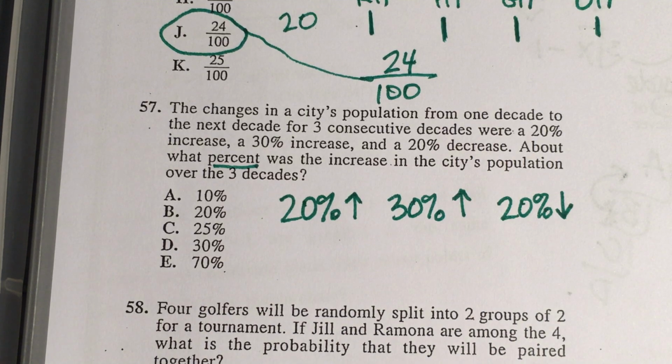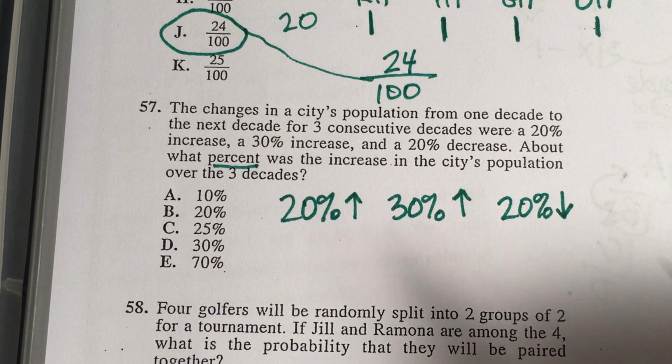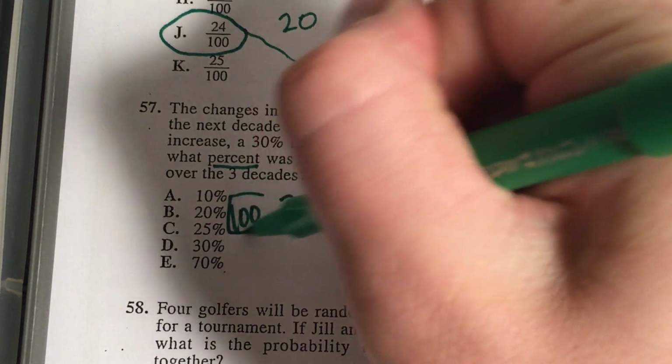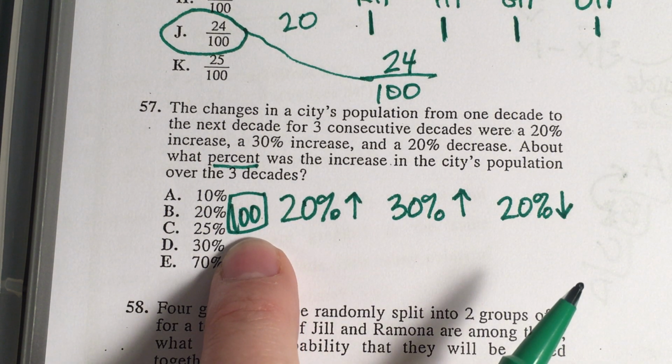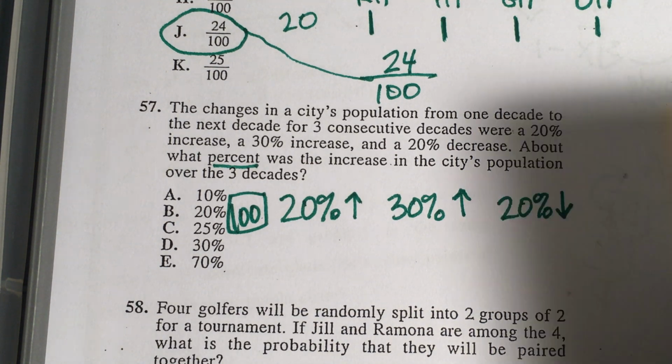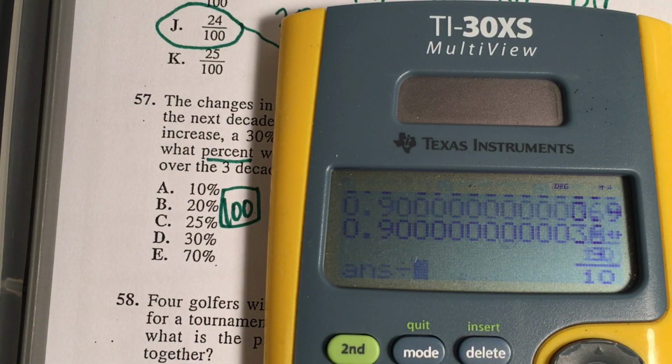Right, so it doesn't tell me what the population is, but they want to know what percent did it increase overall. So for me, I just start with any random number. Let's say the population was 100. You could say the population was whatever. I choose to use 100 because it's a round and easy number.